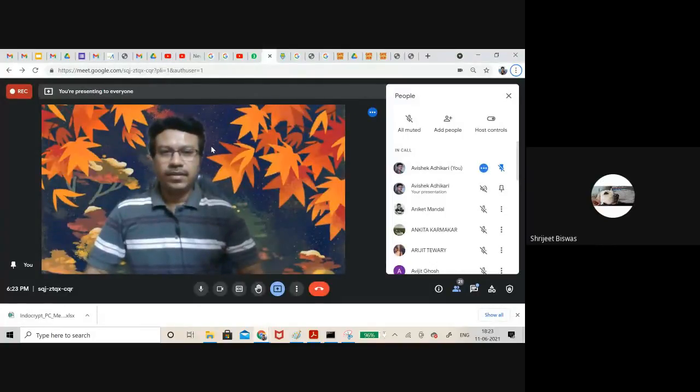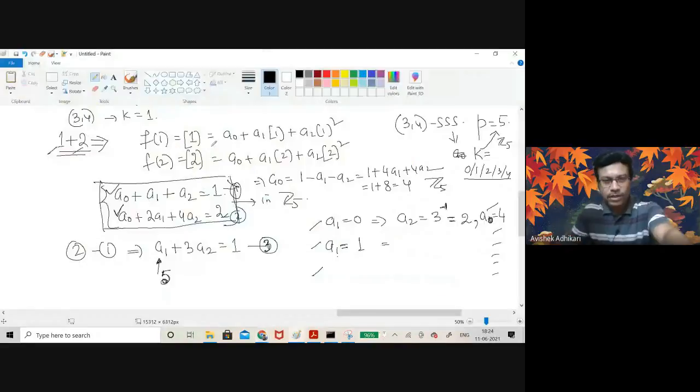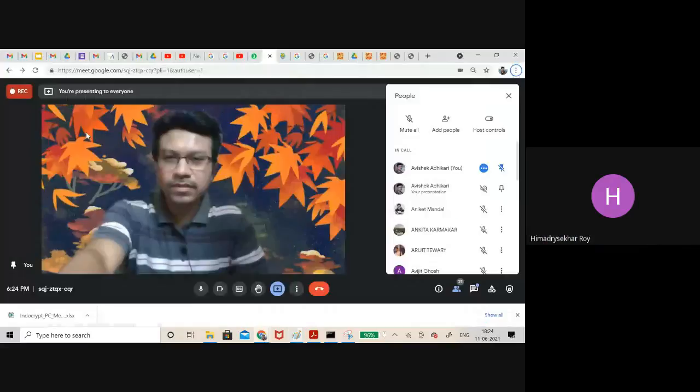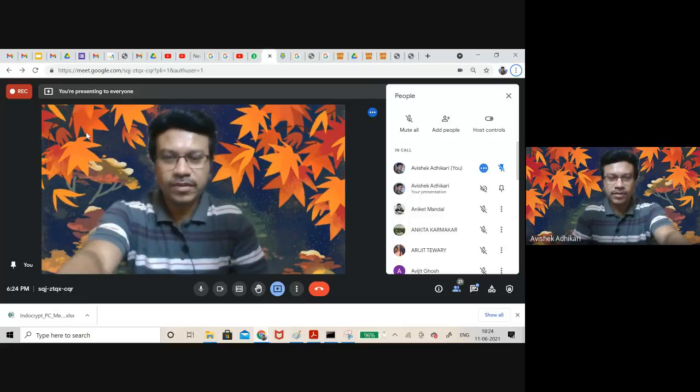Sir, during implementation, what should be the value of P then? Yes, now the point is how to implement it. That's an interesting question. Another question: when you bring the polynomial from the real field to the finite field, what is the difference? Mathematically, there is no difference. Now the difference will come from the implementation viewpoint.